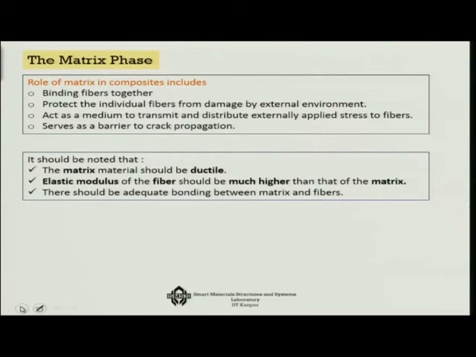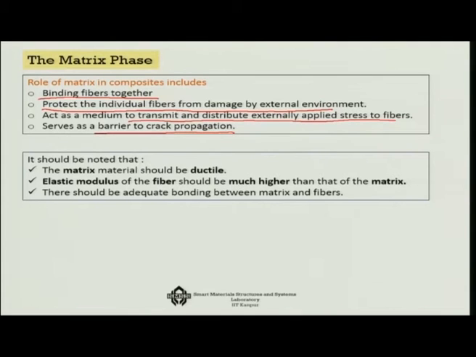Now what is the role of the matrix phase? First thing, with the fiber you cannot develop a structure, so you need something to develop the structural integrity. So the matrix works for binding the fibers together. Also it protects the individual fibers from damage by the external environment, and it acts as a medium to transmit and distribute externally applied stresses to fibers, and it serves as a barrier to crack propagation. So it has a lot of roles. The matrix not only helps the fibers, but it itself works as a barrier to crack propagation.